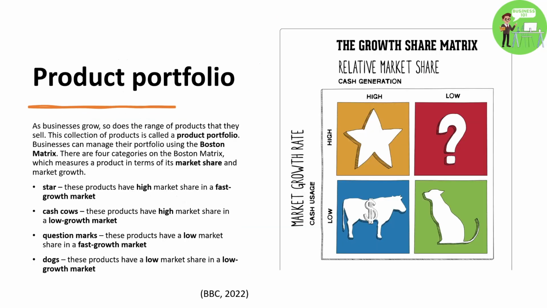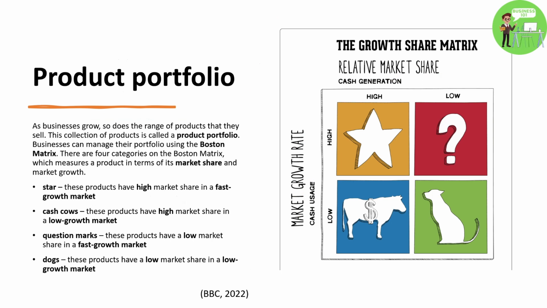Now we come to product portfolio. As businesses grow, so does the range of products that they sell. This collection of products is called a product portfolio. Businesses can manage their portfolio using the Boston Matrix. There are 4 categories on the Boston Matrix, which measures a product in terms of its market share and market growth. Star: these products have high market share in a fast growth market.